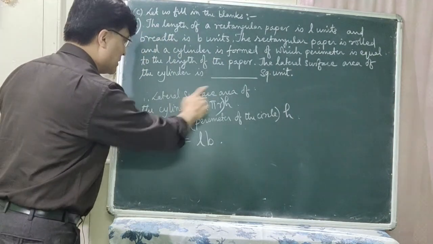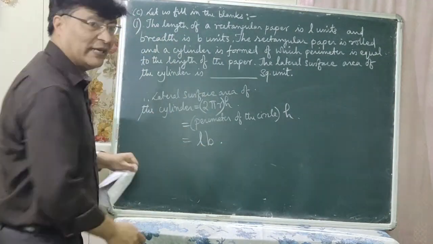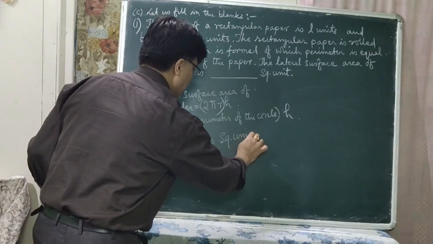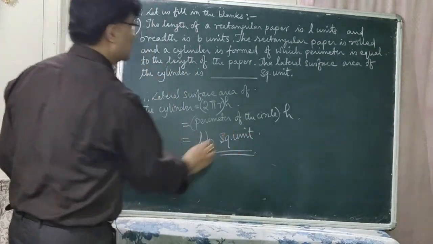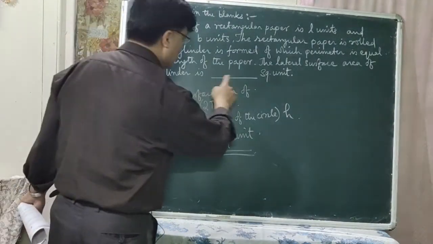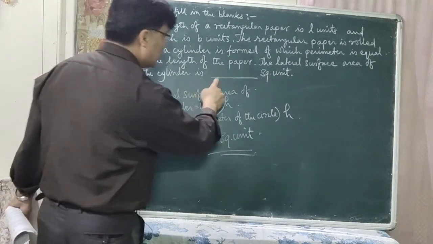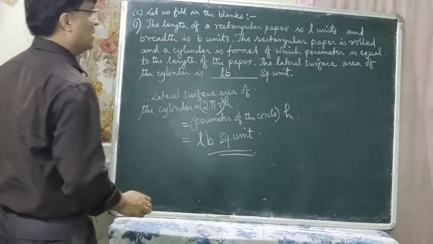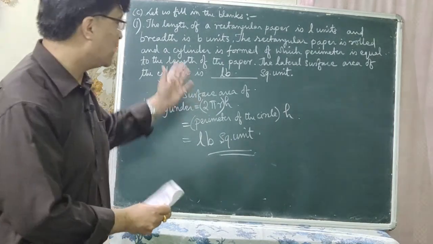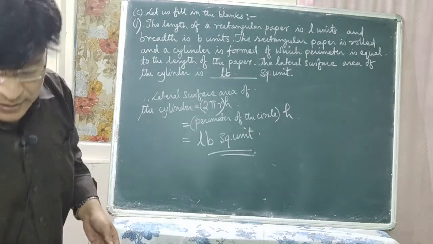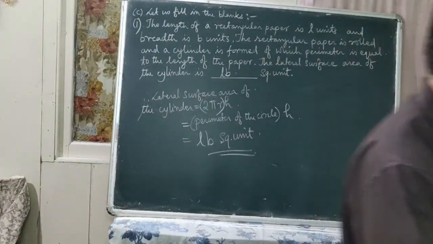So what is the lateral surface area of the cylinder? It is LB square unit. So this is the answer. Is that clear now? So in the blank, that is in this dash, you have to put LB. So you write LB square unit. So that is the answer. So I think I've understood it. So you can copy it. Now we'll do the next question.